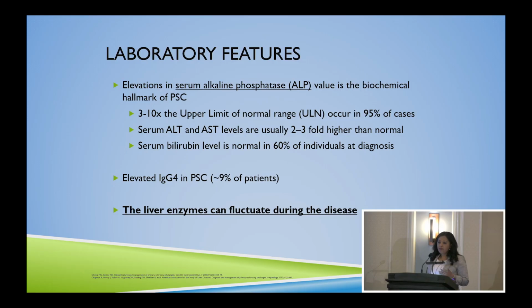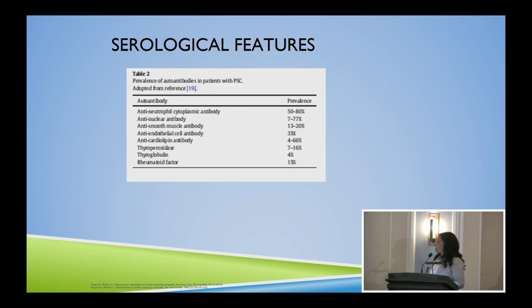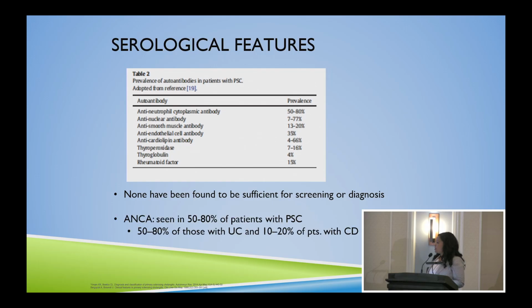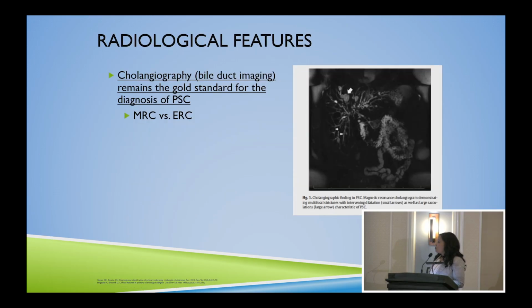But I think the key thing in PSC is the liver enzymes can fluctuate over time. And that makes it difficult to use alkaline phosphatase, for example, as one marker that will tell us the disease state or progression, because there's a lot of fluctuation over time. In terms of antibodies, there isn't really one specific antibody to diagnose PSC. An antibody called ANCA tends to be elevated, but that's about 60% of the time, often in patients with ulcerative colitis.